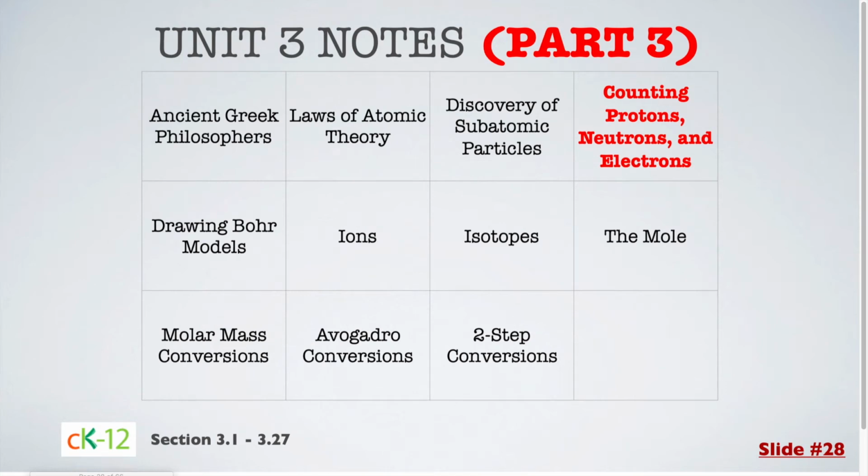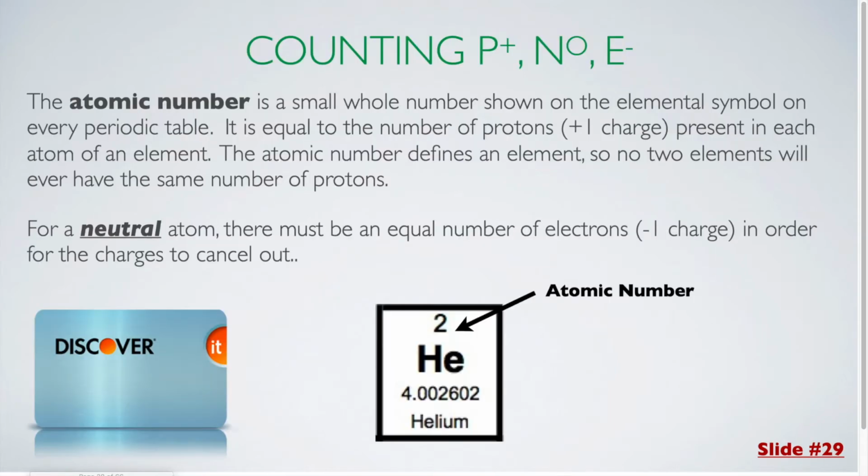In part 3 of the Unit 3 notes, we are going to be counting protons, neutrons, and electrons for atoms. The atomic number is a small whole number shown on the elemental symbol of every periodic table. It is equal to the number of protons, or +1 charge, present in each atom of an element. The atomic number defines an element, so no two elements will ever have the same number of protons.